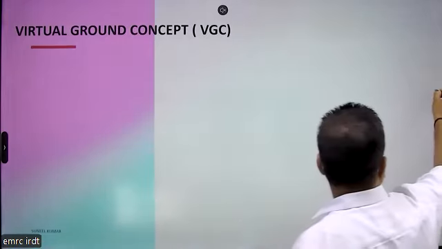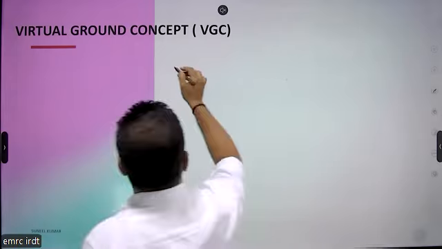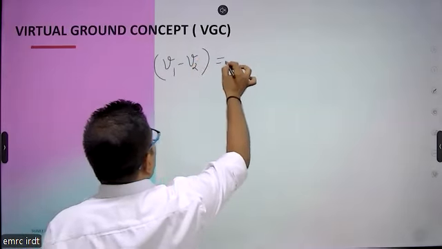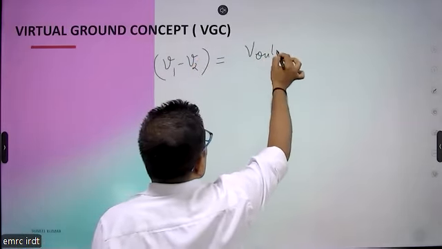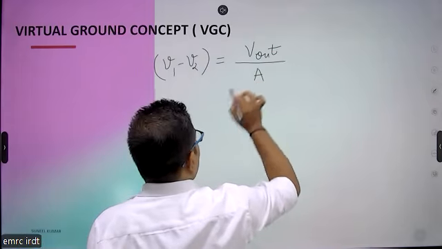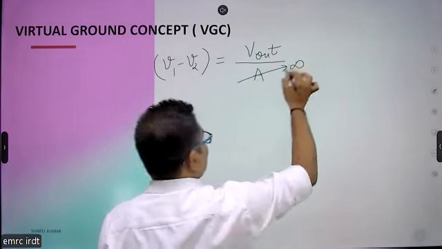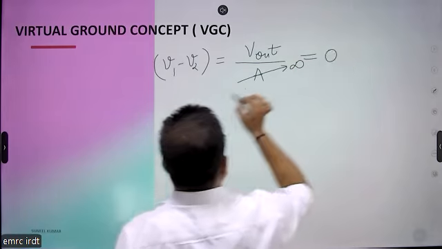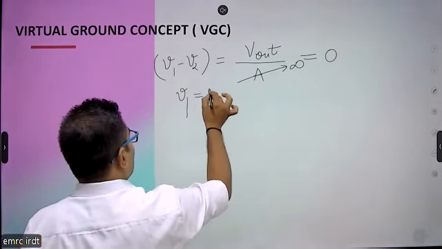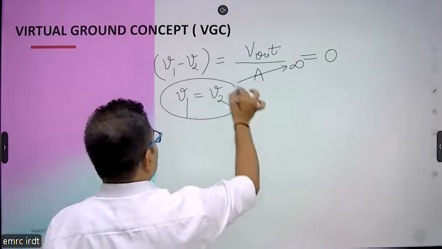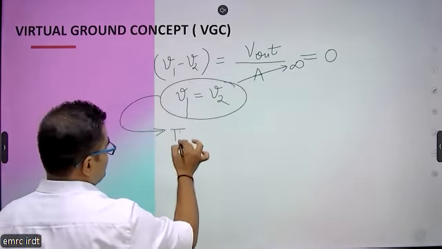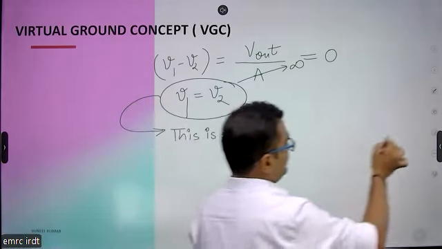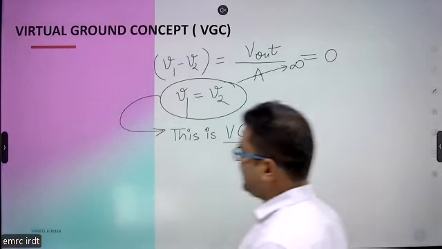And here we can write V1 minus V2 is equal to V output divided by A. If we are considering the gain is infinite, what will happen? This will become 0. That means V1 is equal to V2. This is the condition of the virtual ground concept.